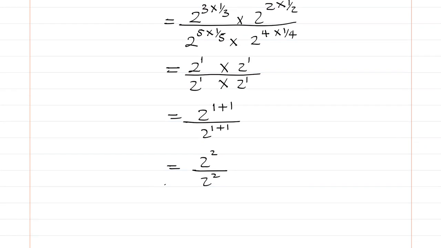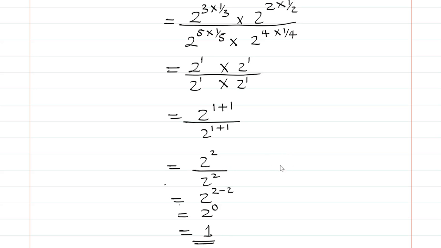So from here, we shall just have 2, then we subtract the powers. So 2 to the power 2 minus 2. And this here gives us 2 to the power 0. Any number to power 0 is 1. So the answer is 1.